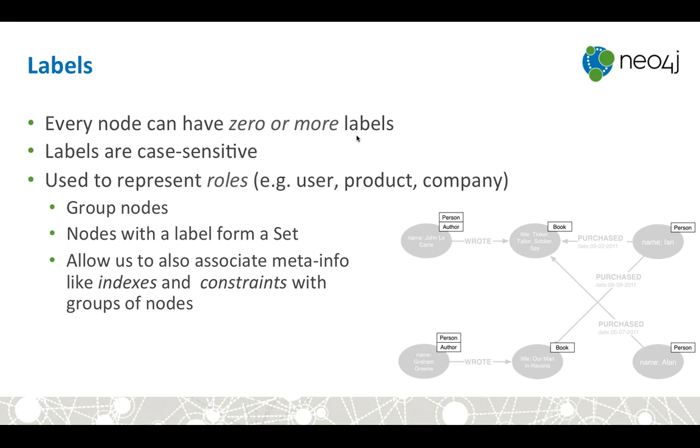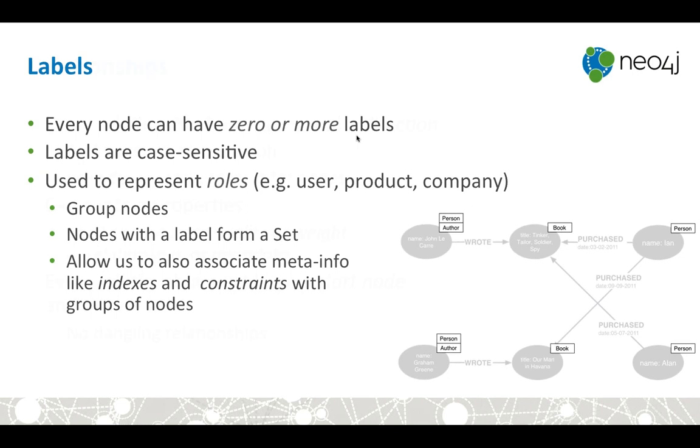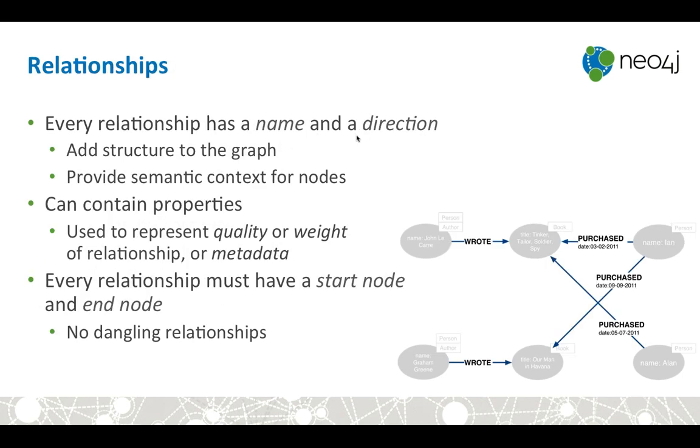You can also say labels form sets of nodes. So a label might be like a projection of a table in a relational database, or a view. And the nice thing about labels is also that they allow us to attach meta information to nodes or to groups of nodes, for instance indexes and constraints. And in the future, we want to add much more optional meta information to those labels as well.